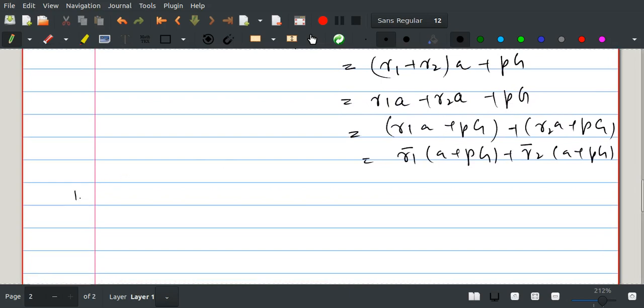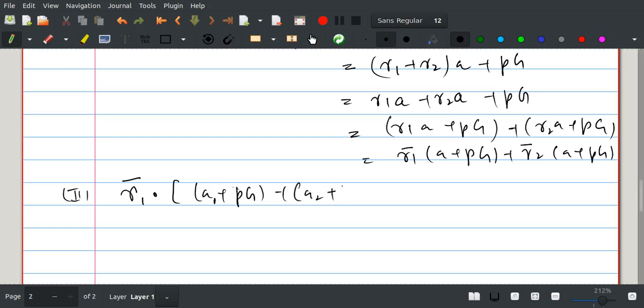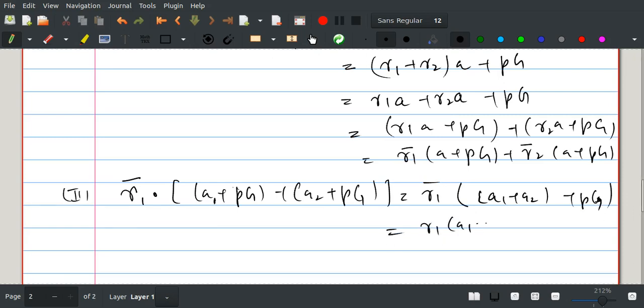Now for the second item, we have R1 bar dot ((A1 plus PG) plus (A2 plus PG)), that is the same as R1 bar times (A1 plus A2 plus PG). This is R1 (A1 plus A2) plus PG.